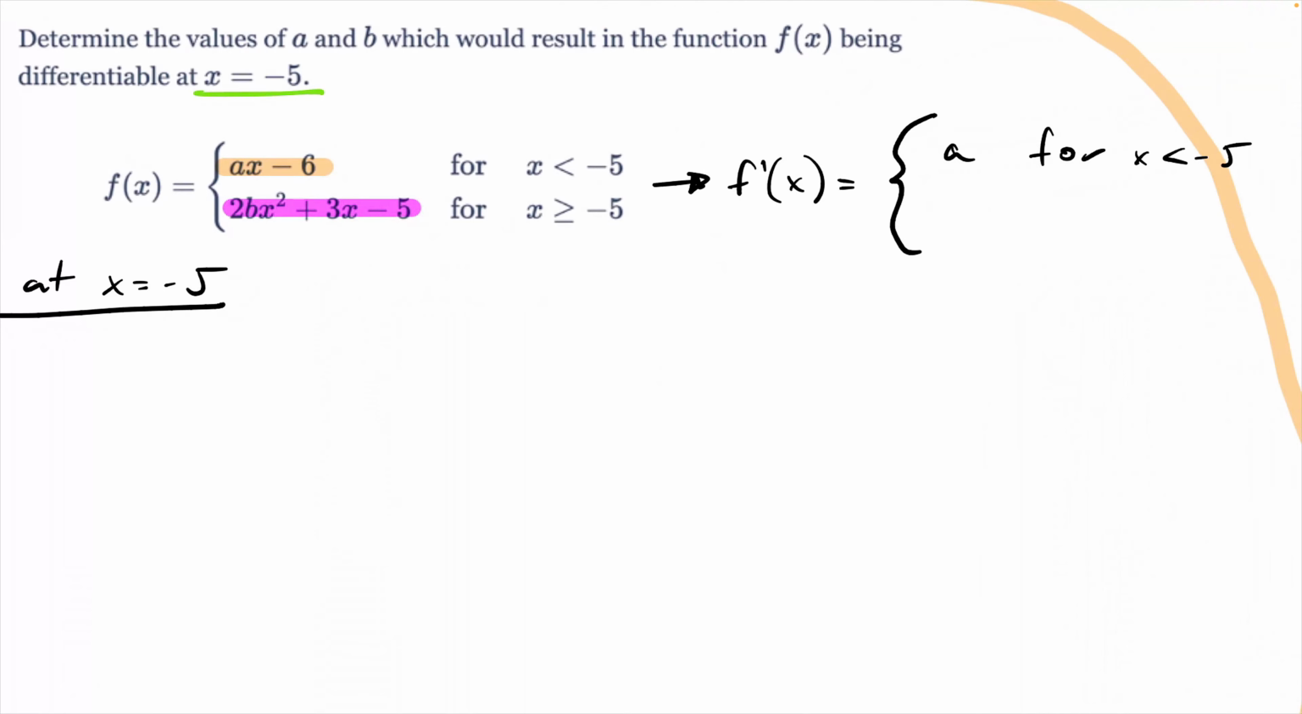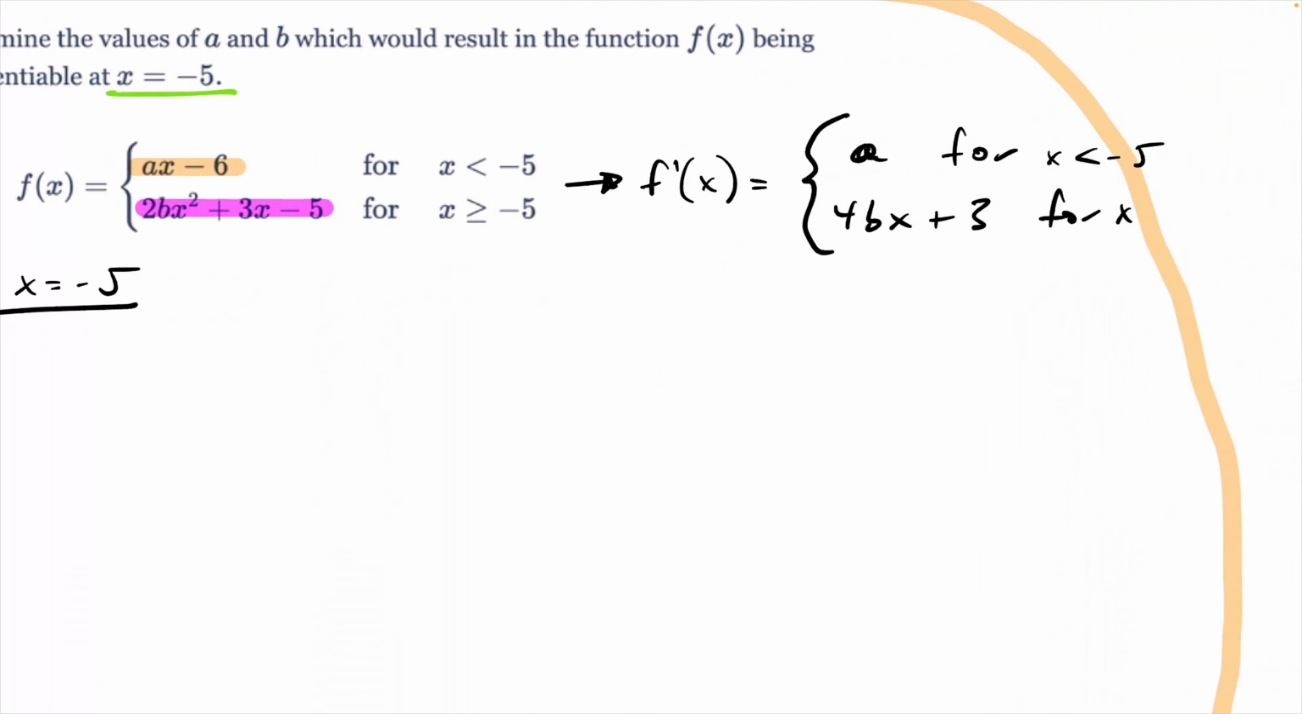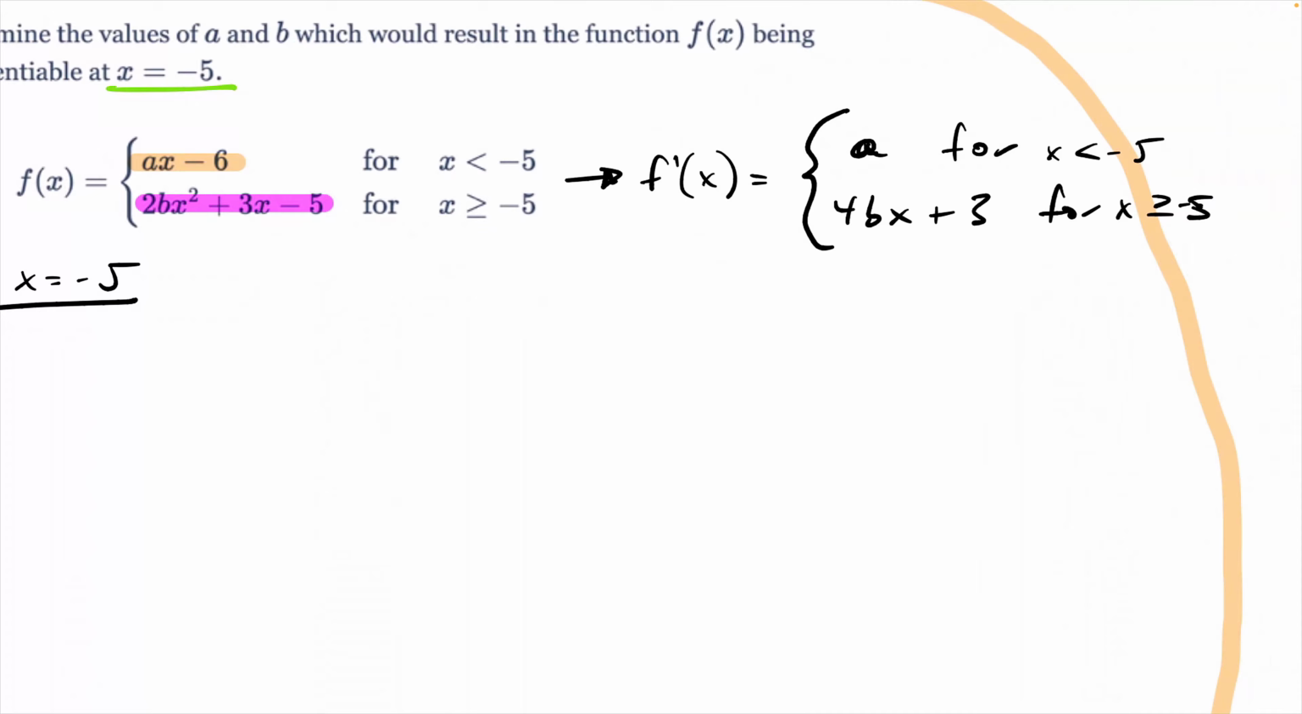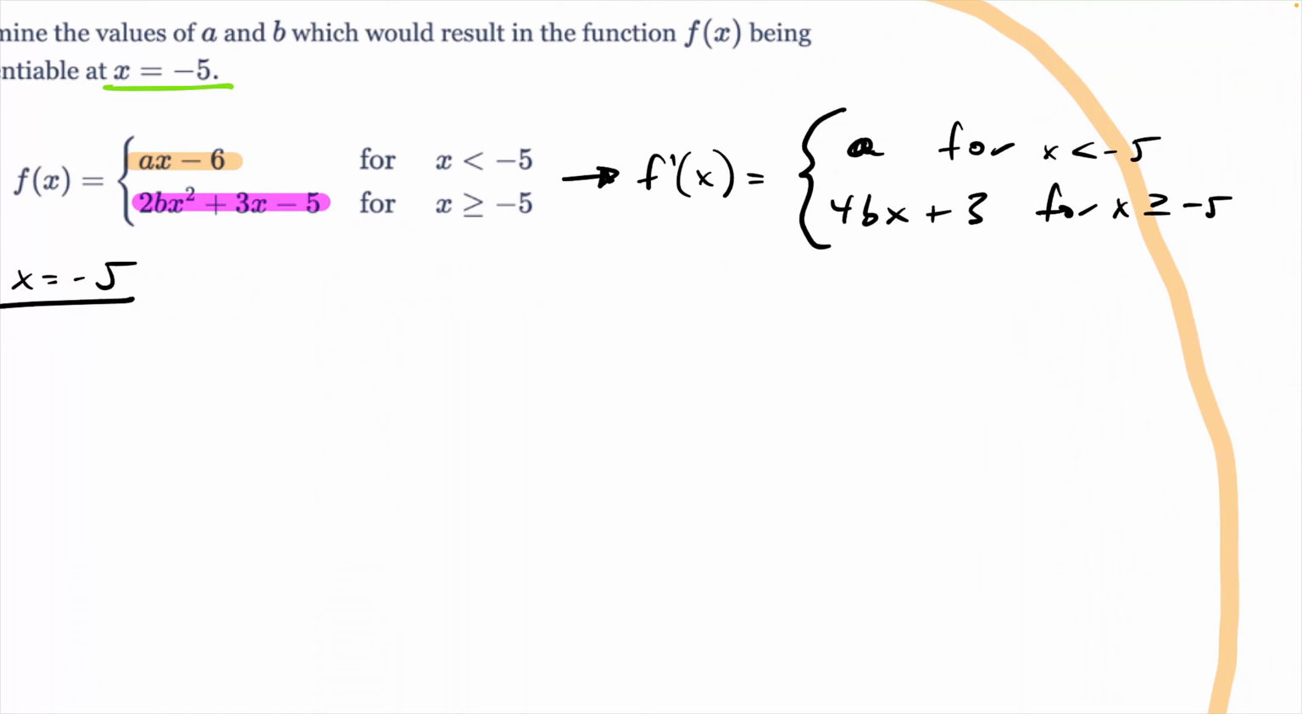Okay, and now we're going to do the derivative of the magenta color there. So for the magenta color, we would move the 2 in the front, so it would be 4bx plus 3, right? For x is greater than or equal to negative 5. Okay, that's the derivative of f of x. Doesn't matter if it's piecewise or not, that's how you find the derivative.